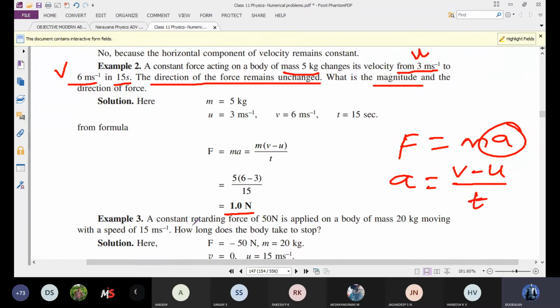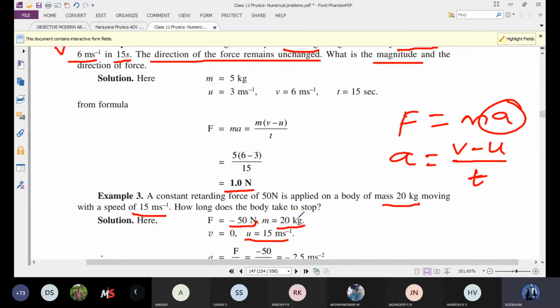Listen, the force. So normal force you should take directly. It is a constant force. Retarding force means it is the opposite, so we mention minus F, negative force. Mass value 20, moving with the speed 15 meter per second. U value 15 meter per second. How long does the body take to stop?